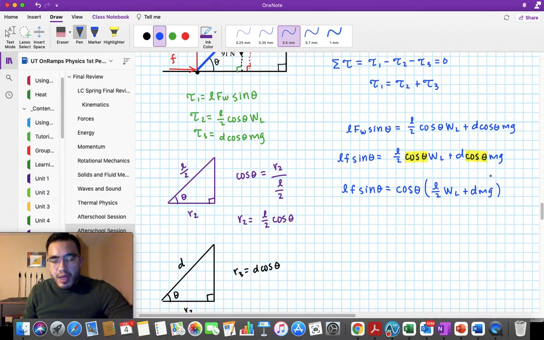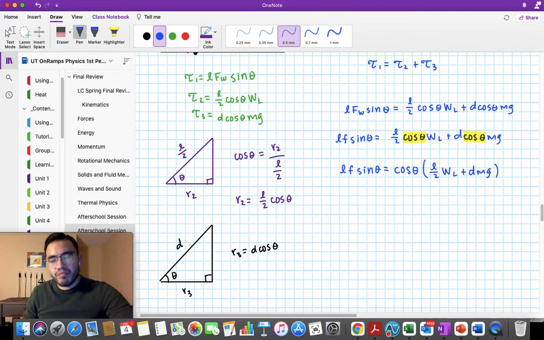Right? And now I'm going to do this just for fun. I know I could divide, since I'm solving for, I guess I'm just going to solve for force of friction. I'm going to divide by sine theta. You can do this two ways, so let me show you. I'm going to divide this by sine theta. I know I can divide this by L sine theta, but I'm just going to do the sine theta. Okay, and you'll see why.